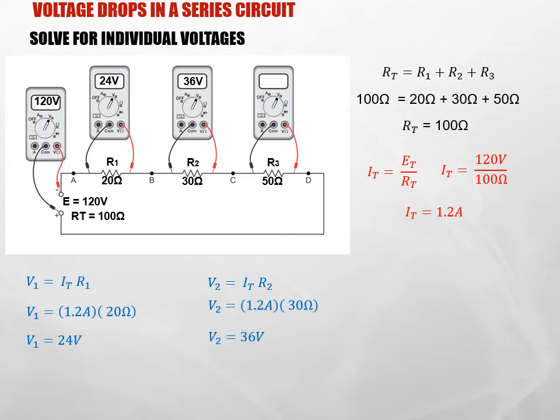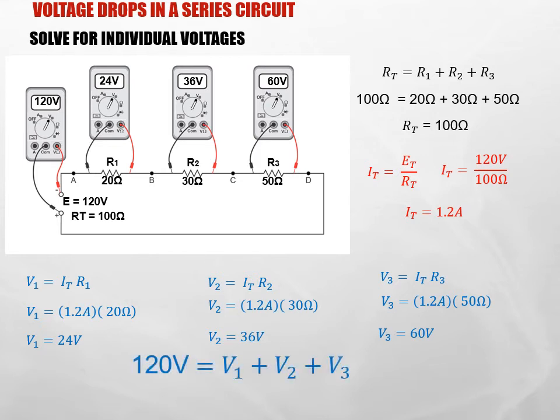We can do the same thing. IT R2 is going to give us 36 volts across that location between B and C. And then if we take a look at the voltage across R3, it's 1.2 amps times 50 ohms, so we're going to end up with 60 volts across R3, or between points C and D. And sure enough, if we add the voltages of V1, V2, and V3, it adds up to the source of 120 volts.